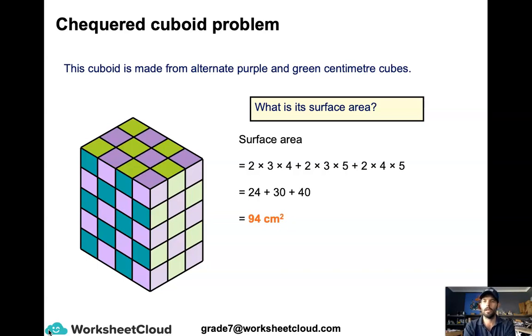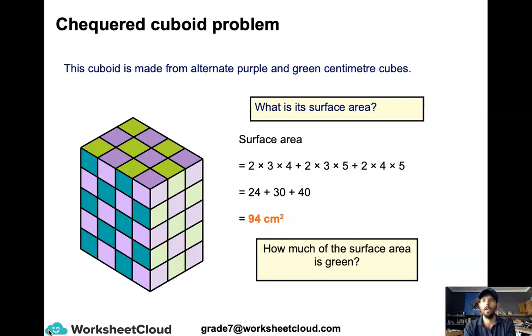And we add them together, and the total surface area of that cuboid is 94 centimeters squared. They then ask us how much of the surface area is green. Now, if you look at the instruction, it said the cuboid is made from alternate purple and green centimeter cubes. So that means there must be an even number of green and purple cubes.